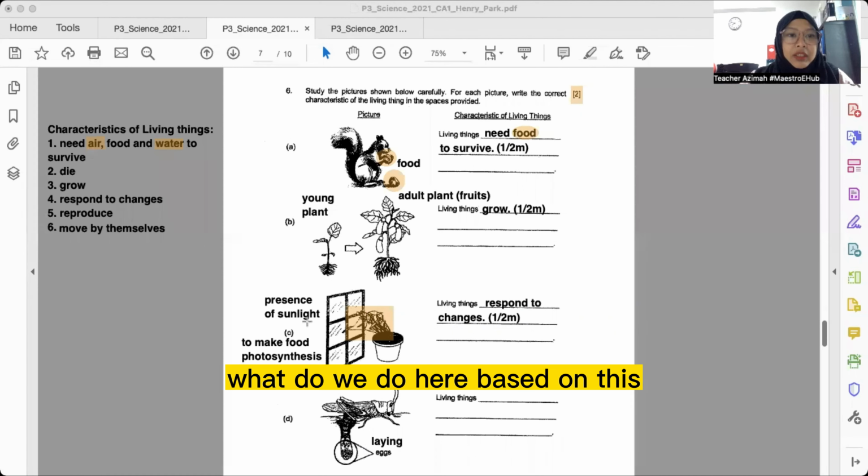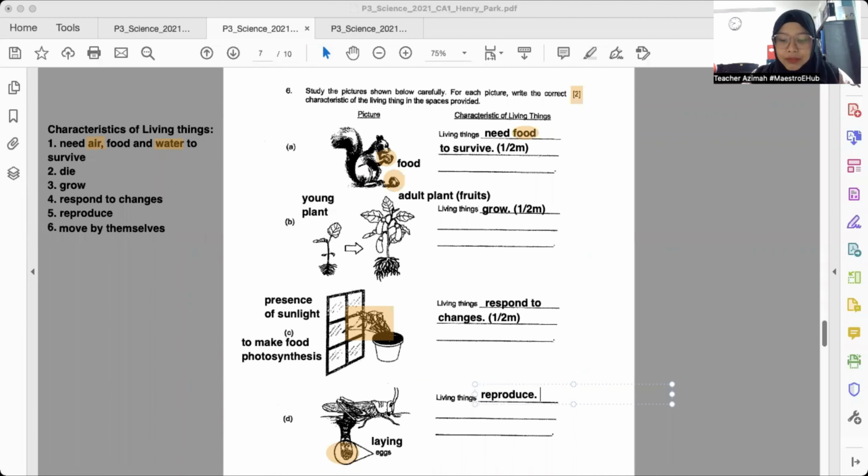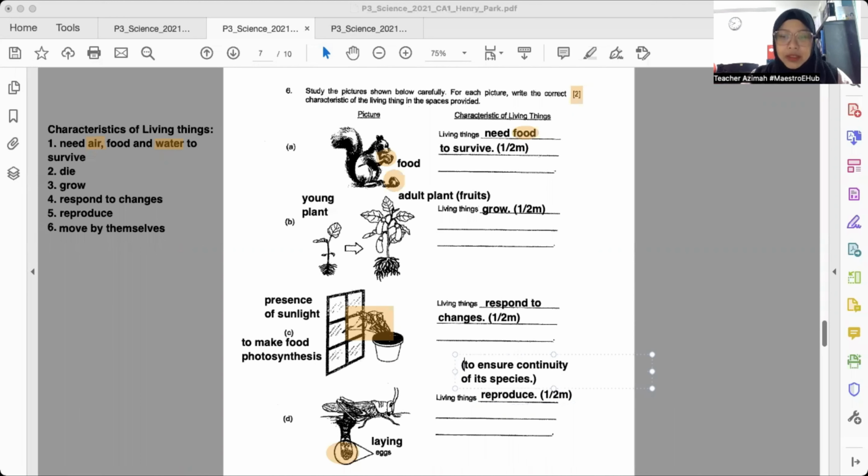And last one, you see a grasshopper laying eggs. What do we do here? Based on this, when we talk about laying eggs, it's obvious. Living things reproduce. So why do we reproduce? To ensure continuity of its species. So that's the purpose of reproduction.